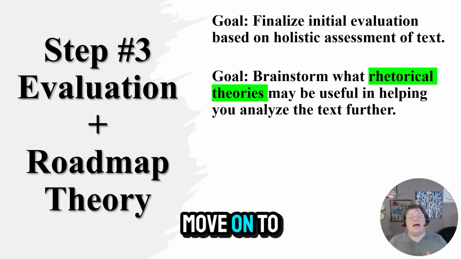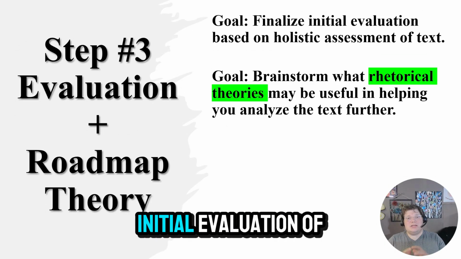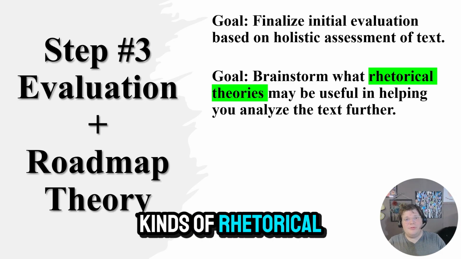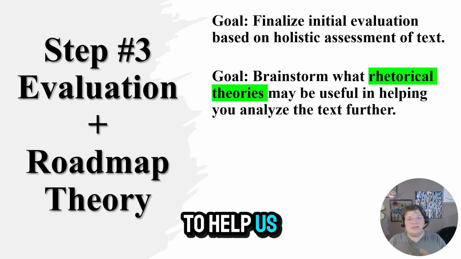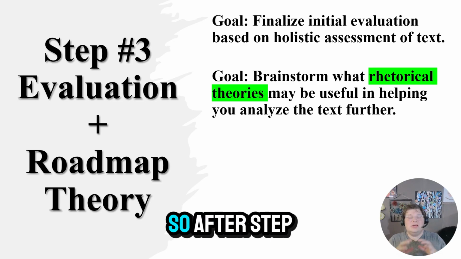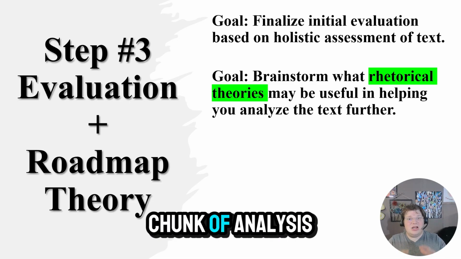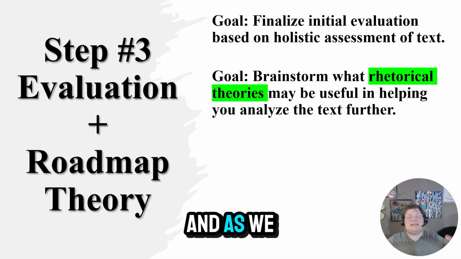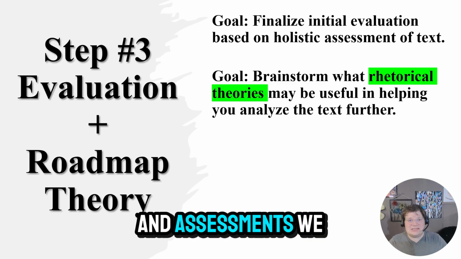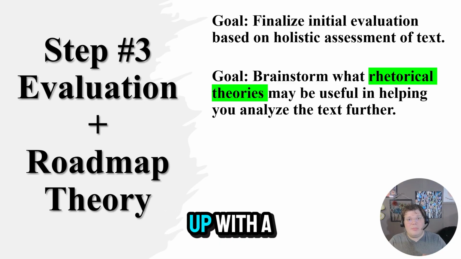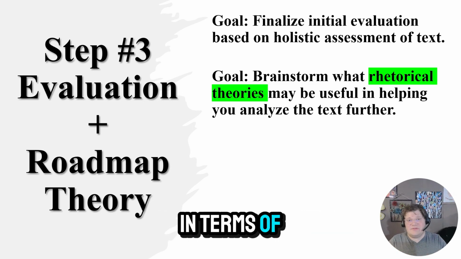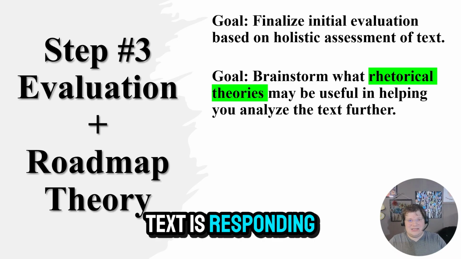After that, we move on to step 3, which is our initial evaluation of the entirety of the text and our effort to brainstorm what kinds of rhetorical theories we can use to help us understand the text more deeply. So after step 2, we should have a good chunk of analysis that is connecting our text with the context. And as we look through all of those different arguments and assessments we made, we can come up with a more holistic evaluation of how well that text is responding to the context.